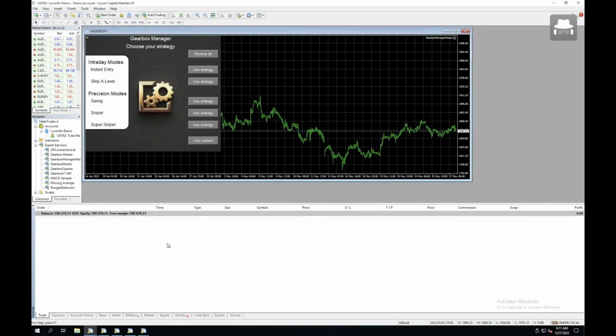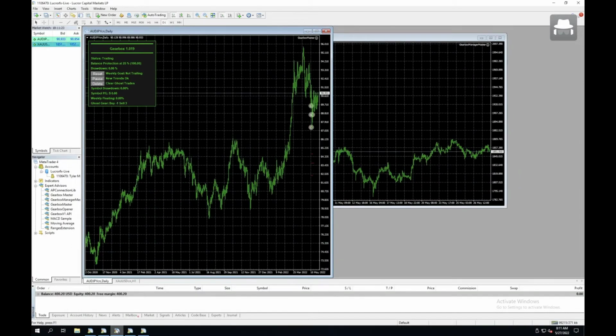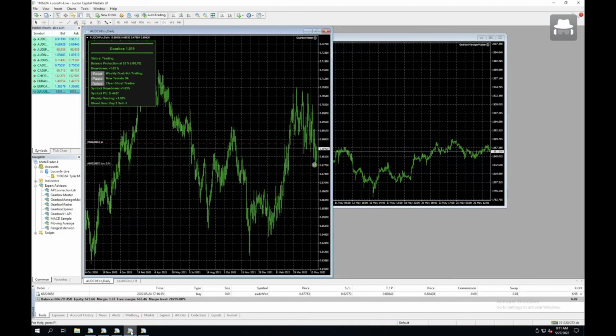So let's go over here to CloudTrader 2 and keep going through the pairs. Ignore that, that's a demo. All right, here we go. USD JPY, we got no trades this week, no weekly profit. We aren't in the trades. Coming down here and looking at AUD JPY, we can see that there are 3 ghost gears open, but there are no live trades on AUD JPY.